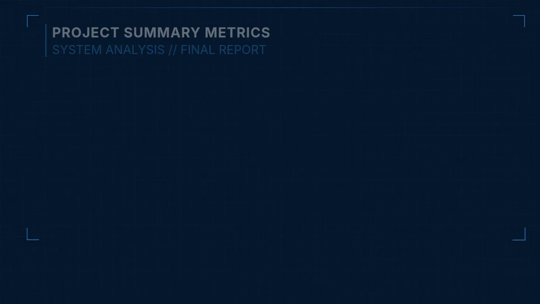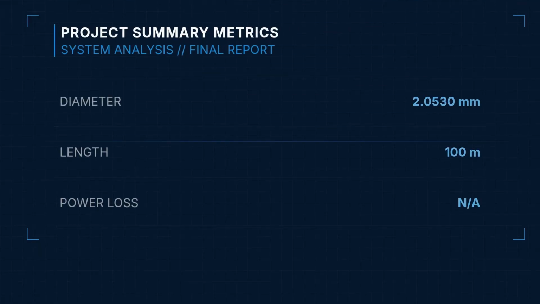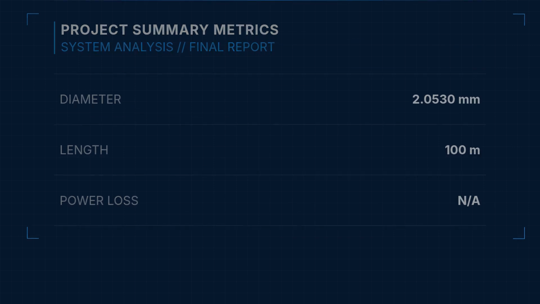The calculator confirms our cross-section area as 3.3103 square millimeters and wire diameter as 2.0530 millimeters. Wire length remains 100 meters. Voltage drop, power loss, and power per meter show NA since we selected resistance calculation mode.